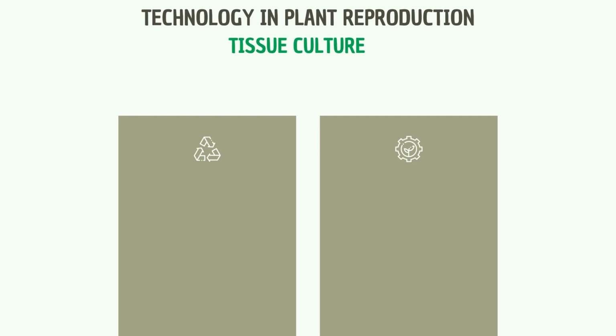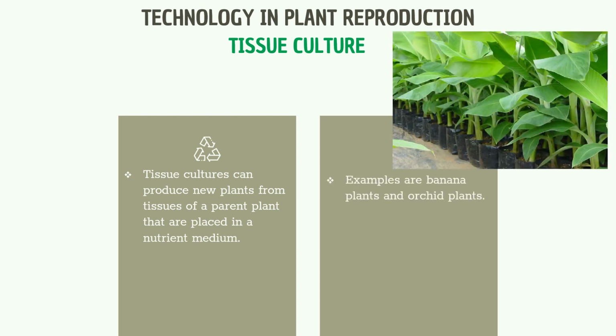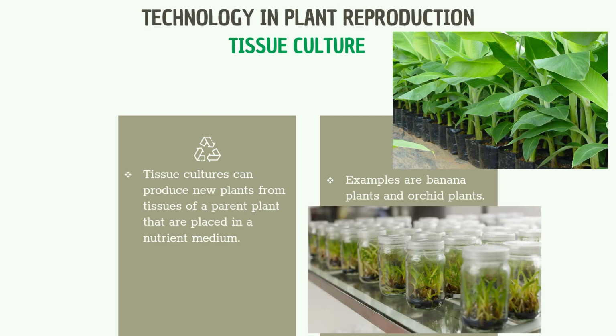What is tissue culture? Tissue culture can produce new plants from tissues of a parent plant that are placed in a nutrient medium. I will tell you more about this after this. The examples are banana plants and orchid plants. Look at the picture. These are the plants that can reproduce through technology, which is tissue culture.